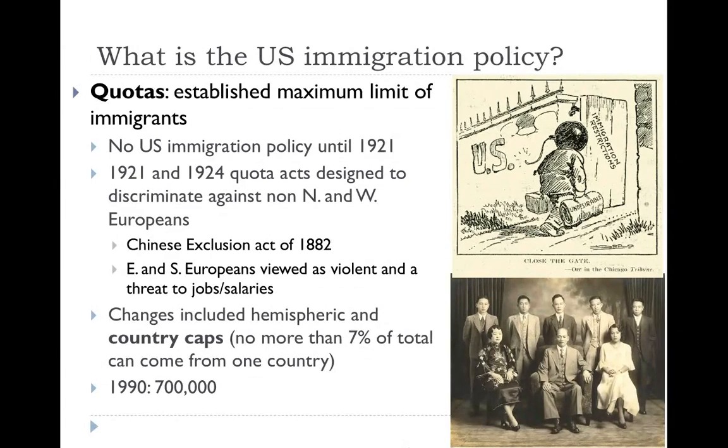We also talk about some of the changes that we've seen eventually to include hemispheric country caps. So no more than 7% of people could come from one country at a different time. And so in 1990, we look at about 700,000 people being brought in for U.S. immigration here. And so that quota was established at that time. All right, the newest one anyway, I should say, was in 1990.